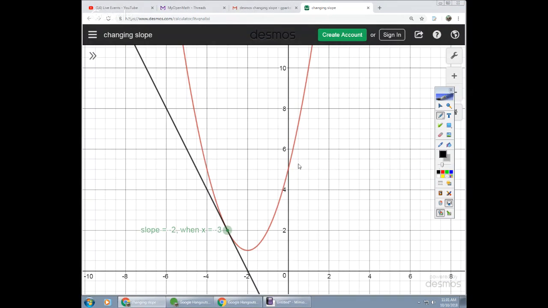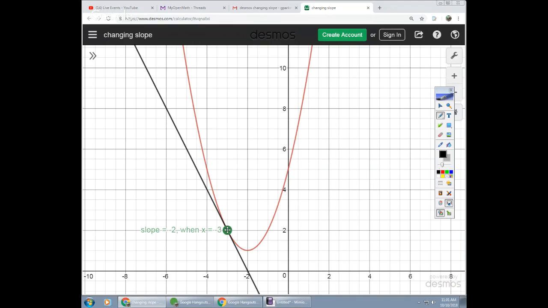So here I have a parabola, right? Nice U shape. And when x is -3 here, I get this point. It's not going to tell me what point it is, but it looks like it's the point (-3, 2). I get a slope of -2. Does that look reasonable according to the tangent line? Yeah. And if I move this point, is the slope going to change?